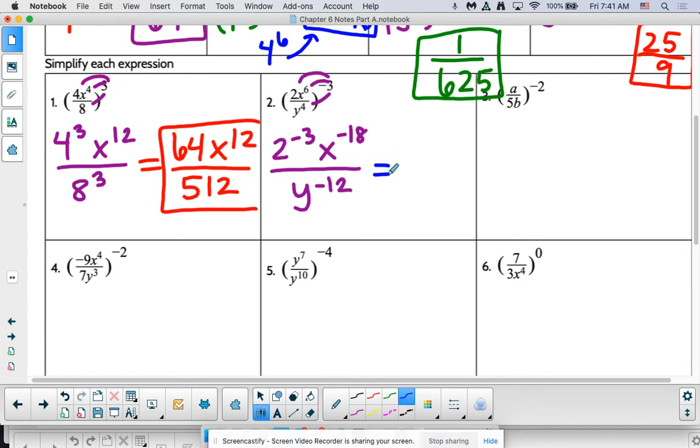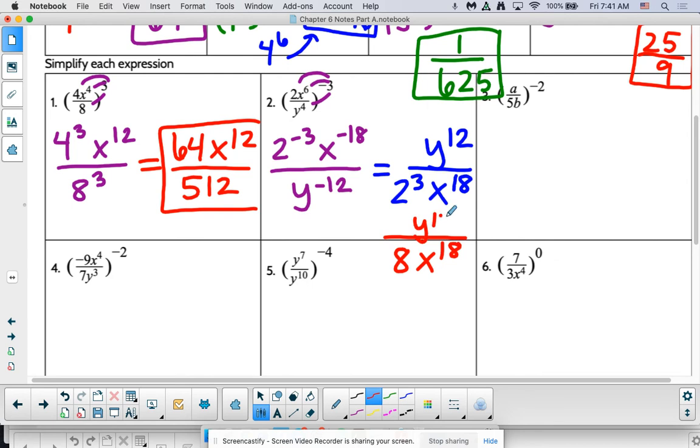And now we have to make this without negative exponents. So I know my 2 has to come down, so 2 to the third. My x has to come down to make that a positive 18. And the y to the 12th comes up. And folks, really, we can take it one more step, because what is 2 to the power of 3? That's 8. Yep, it is 8. So now this would be your final answer.